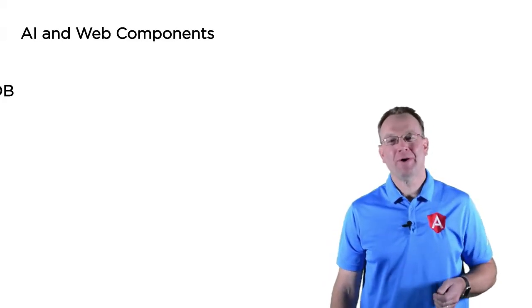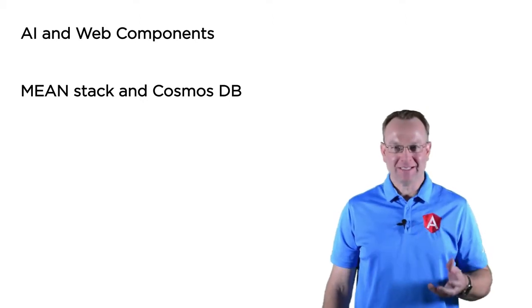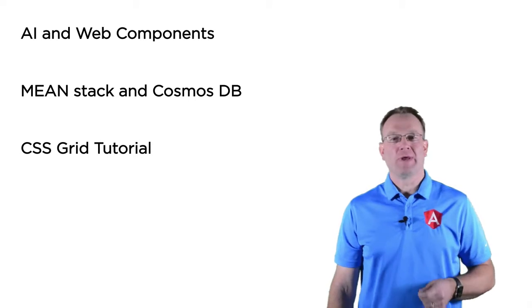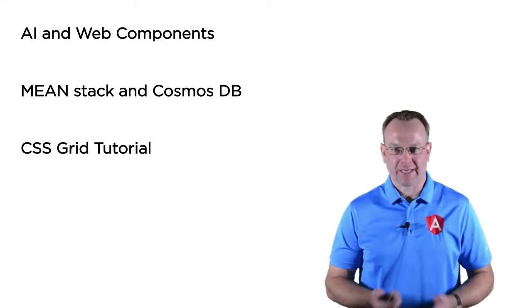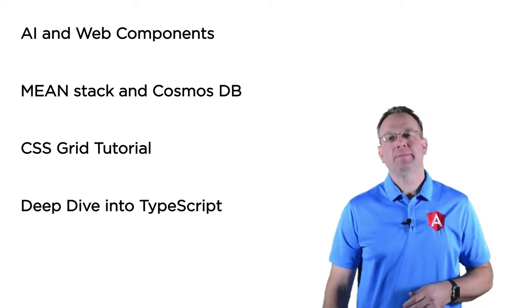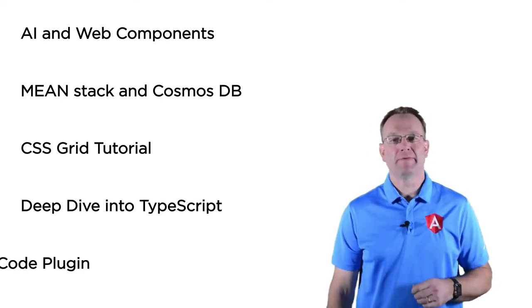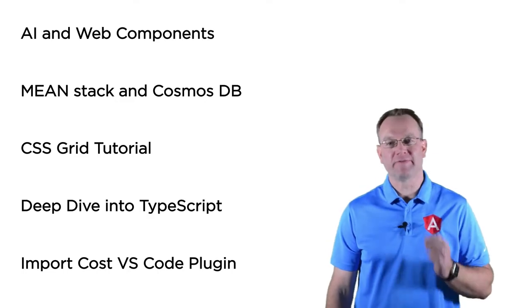In this issue of the Code with Dan newsletter, we're going to talk about AI and web components, get into a little bit on Mean Stack and how you can integrate with Kosmos DB, talk about CSS Grid and a really nice tutorial out there that you can get into, and there's a deep dive free online book on TypeScript that I found really interesting. And then we're going to wrap it up in this edition with a really nice VS Code plugin.